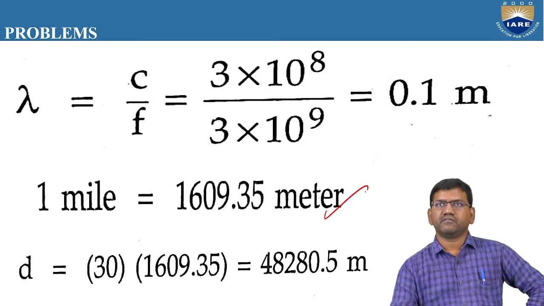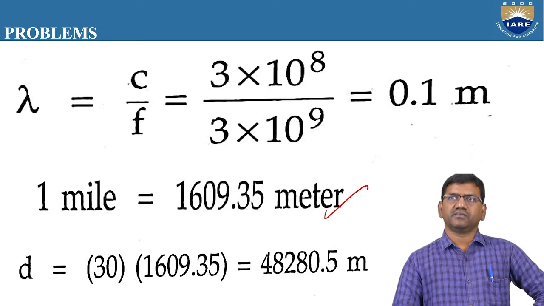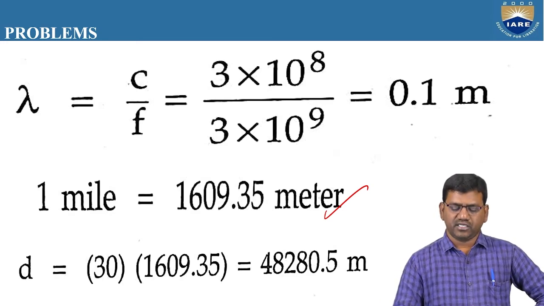So 1 mile is equal to 1609.35 meters. 1 mile is equal to 1609.35 exactly.